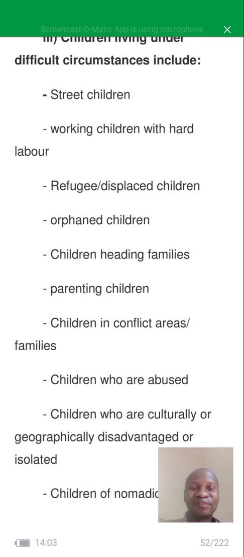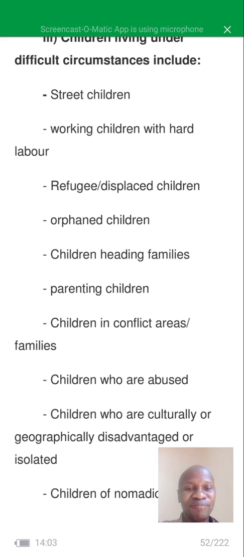And then there are also children living in conflict areas and families. What is a conflict area? A conflict area is an area where there is a conflict. It might be a military conflict, it might be a war. We see that there are some places in Uganda where villages are evicted from their lands, and they are left homeless. Then there are also children living in families which have conflicts, where parents are always fighting. So then you also have children who are abused.